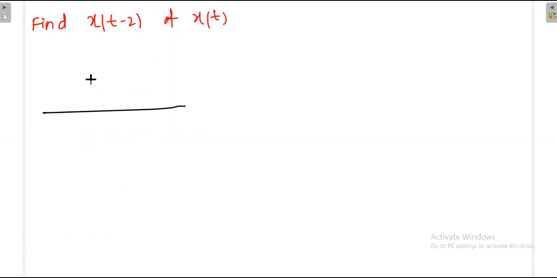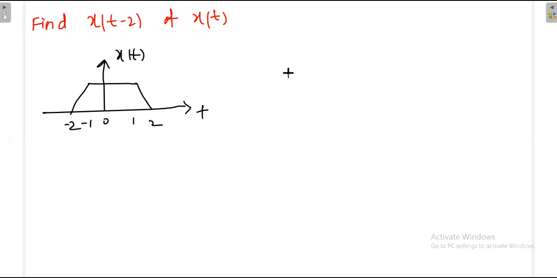This is the x of t, with the axis marked minus 2, minus 1, 0, 1, 2, t. This is x of t. Now I want to find x of t minus 2. So that means the diagram will be shifted towards the right by 2 units.